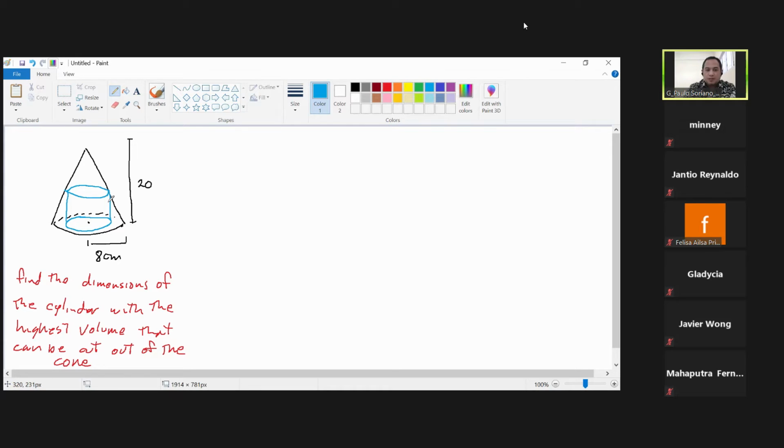Do you understand the difference between the two? One is like that. One is like this. That's small. Okay. Size is different. And we are trying to find the highest volume. That's our goal, to get the highest volume of the cylinder out of this cone. Okay.